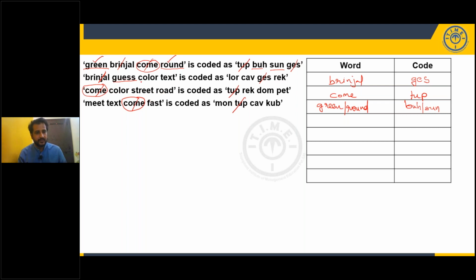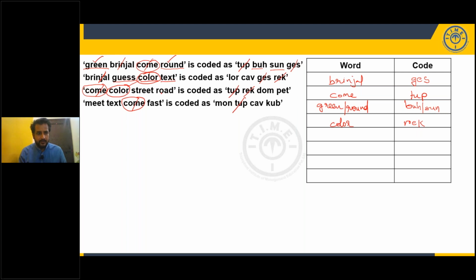So wait. Color. Where do we have it? In the third statement. In these two statements, other than color, do you have any other term common? No. Guess, text. Anyway, we don't have text common here. So the only common word is color. In these two, what is the only common code? REK. So the code for color is REK. I hope it is clear how we are finding. Now come to the word text. Next word, text.